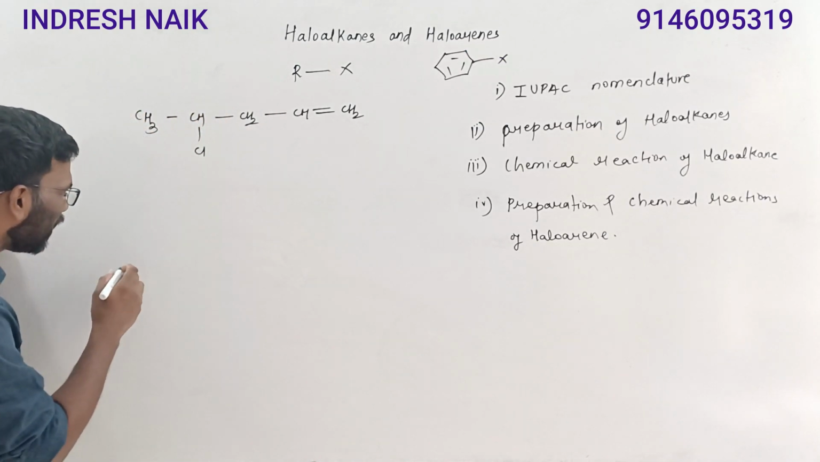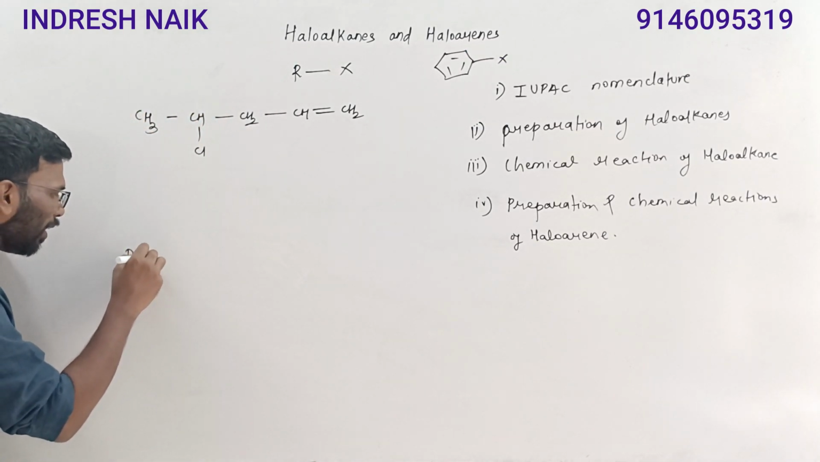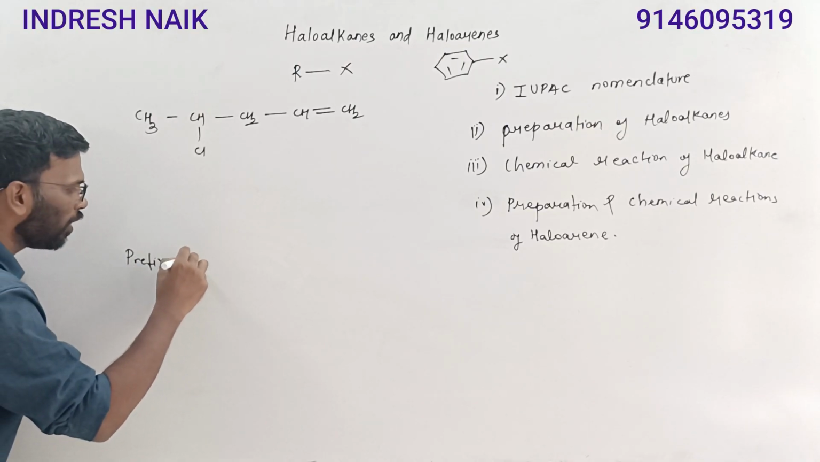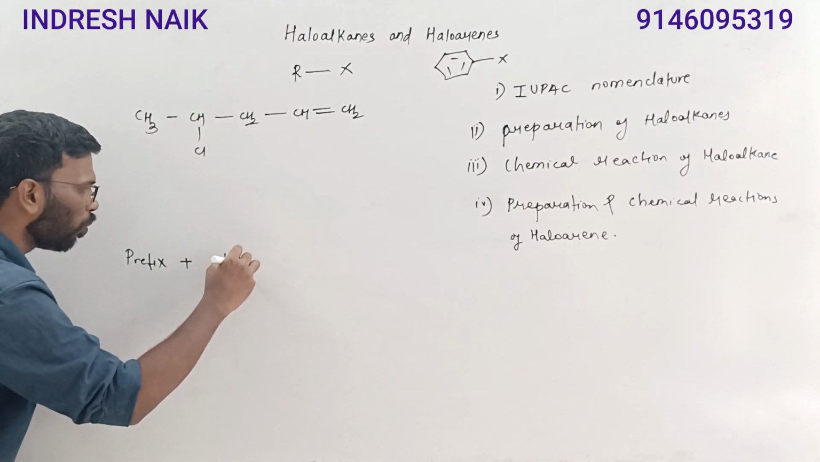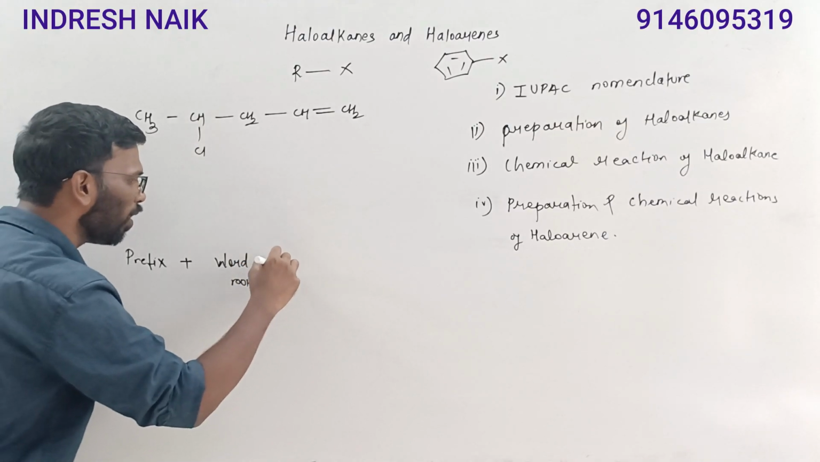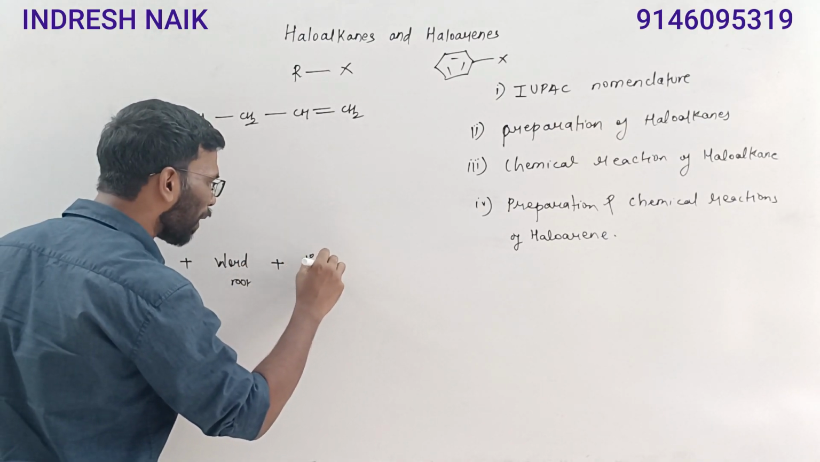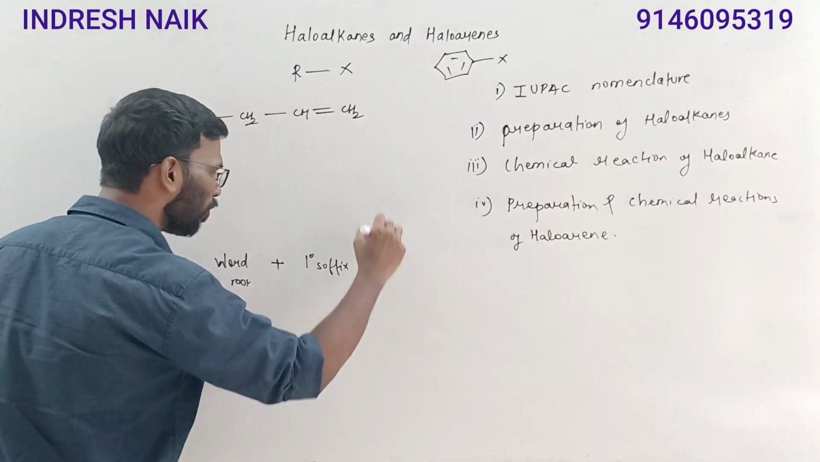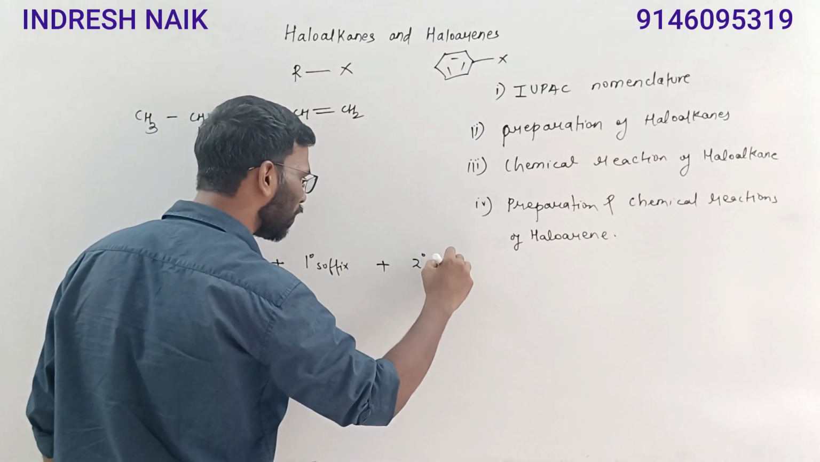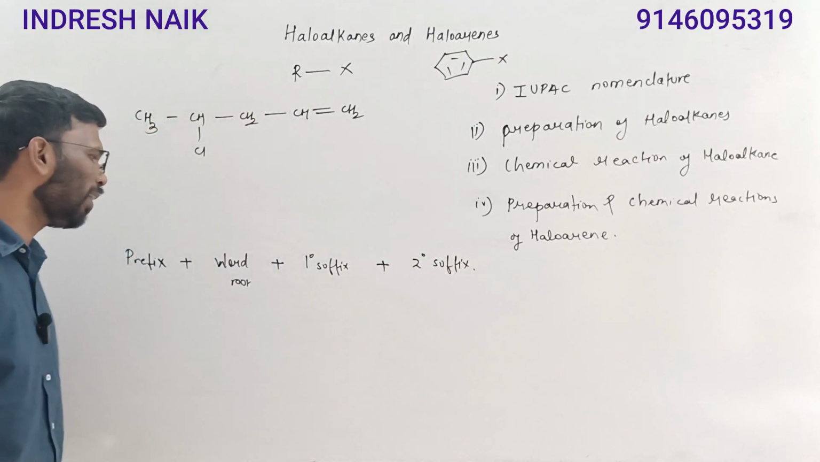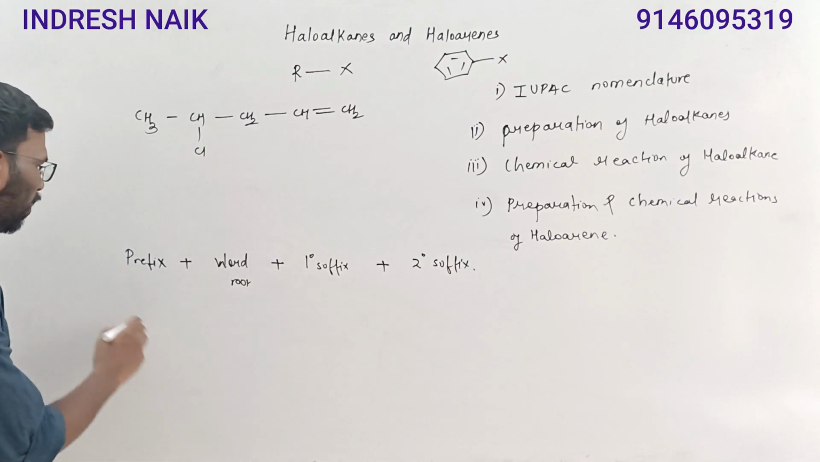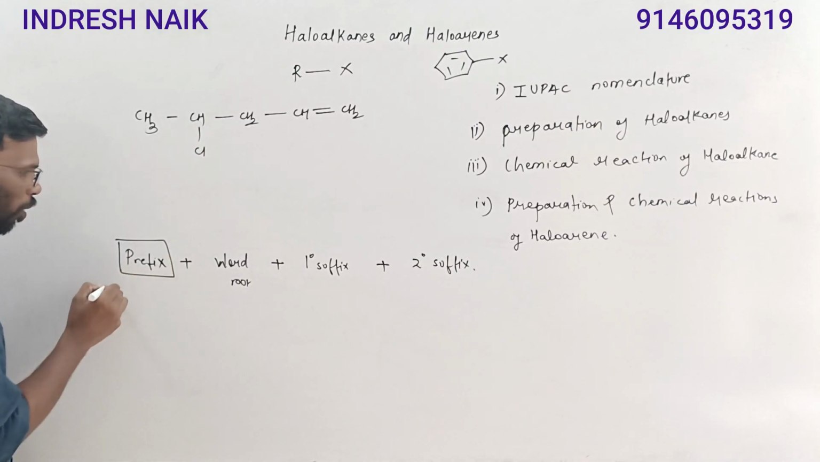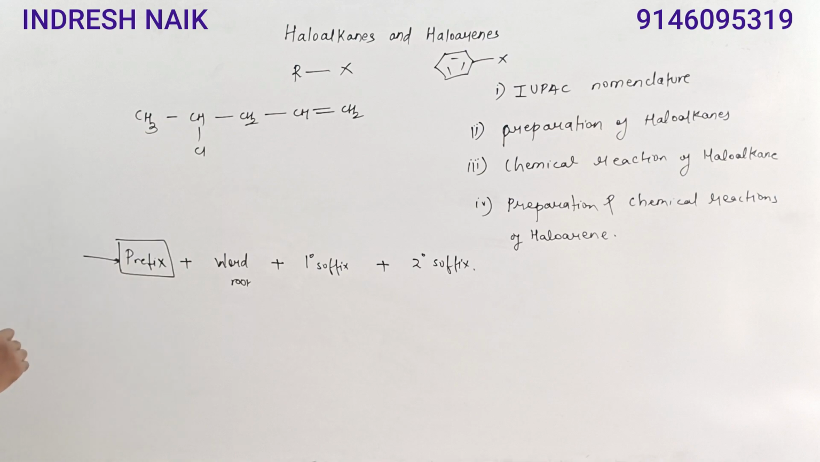Every IUPAC name includes a prefix. Then after that prefix, you write the word root. Then after the word root, it is the primary suffix, and after the primary suffix, it is the secondary suffix. So this should be the order. Prefix tells you about the position of substituents.